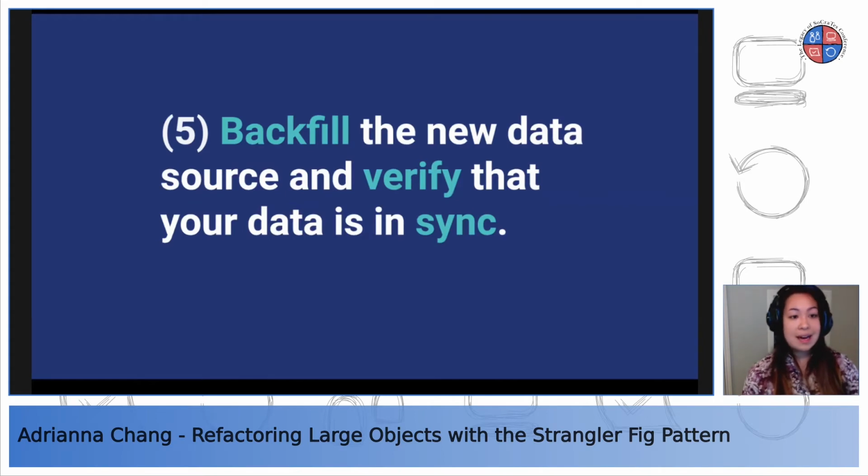Okay, now that we are writing to our new data source, we need to backfill the new data source to make sure that both our shops table and our new capital settings to lock record table are identical. We can read from either one of them. It would be the same.